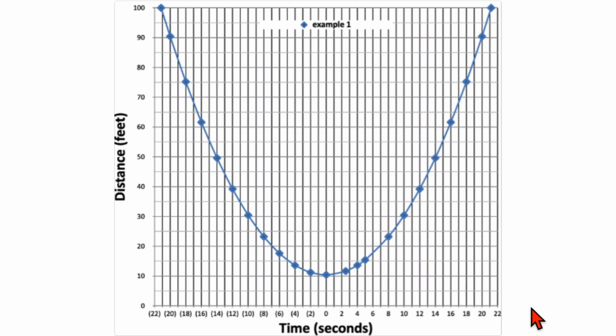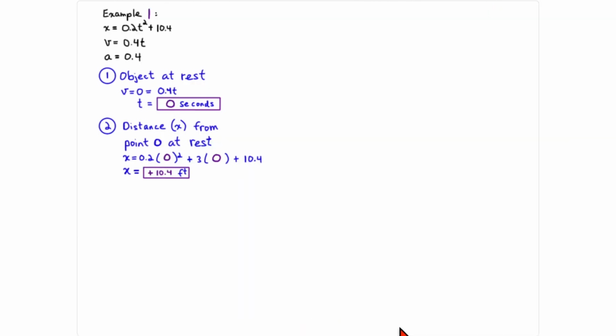So here's the table that gets generated. Here's the graph that gets generated. This is distance versus time. Let's go through each of those equations. So here are the 3 equations right here. When the object is at rest, velocity is 0. So when velocity is 0, time is 0, because time is equal to 0 divided by 4/10, which is 0 seconds. So that body is at rest when time starts. And at that same time, that body is 10 4/10 feet to the right of point 0. So it's starting at 10 4/10 feet to the right.